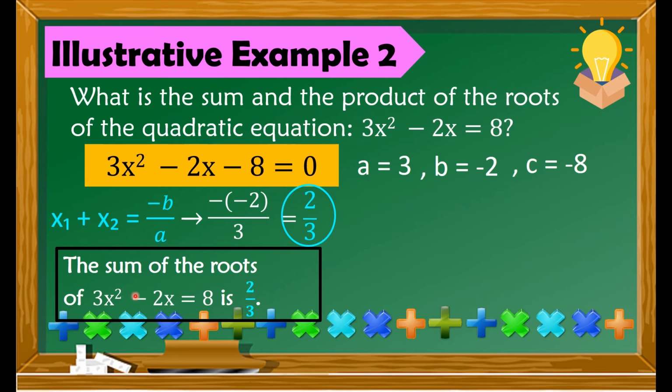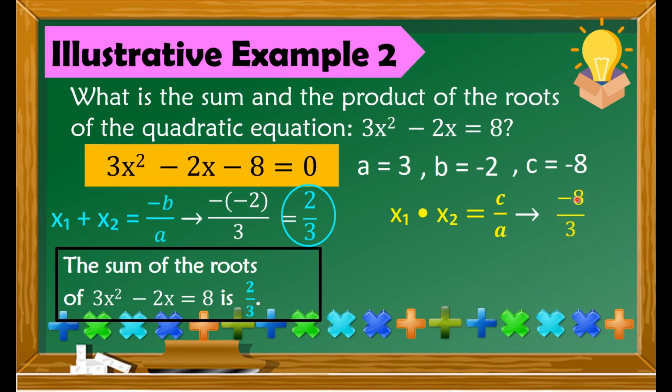3x squared minus 2x is equal to 8. So again, that is positive 2/3. This is already our sum. Now for the product, we will use the formula c over a. So this is for the product of the roots. Let's now substitute. The value of c is negative 8, then over positive 3.